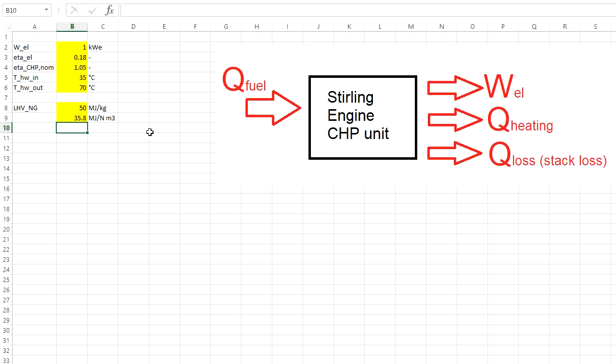So what we have specified from the streams in our simplified balance model, we know the electrical power output. It's the 1 kilowatt over here. So from that we can obtain, by using the efficiency over here, the heat input in the fuel. So Q in will be the electrical power output divided by the efficiency with which the fuel input is converted to this power output.